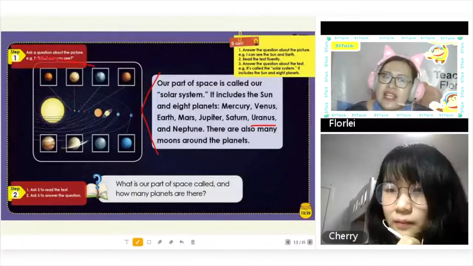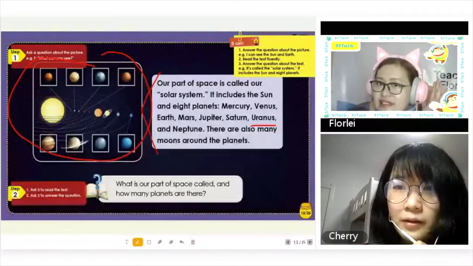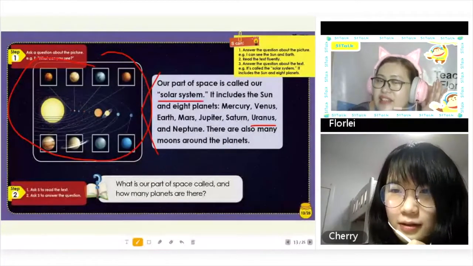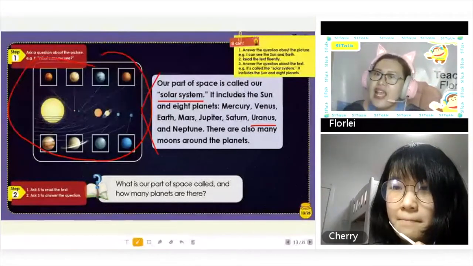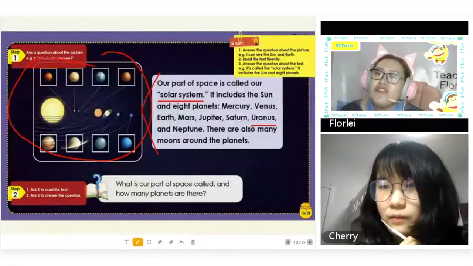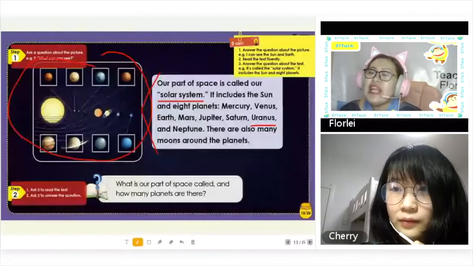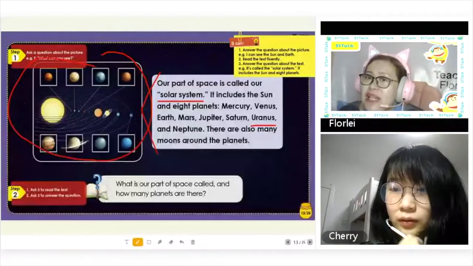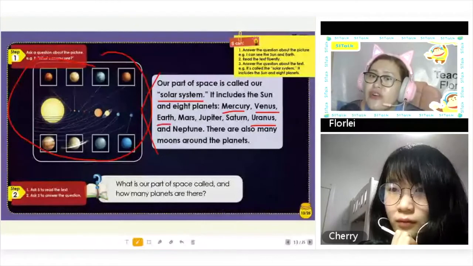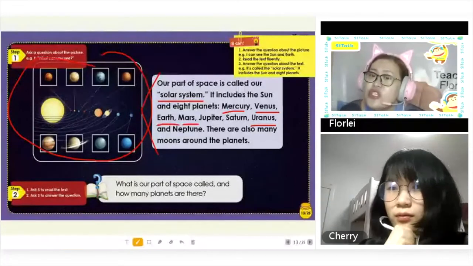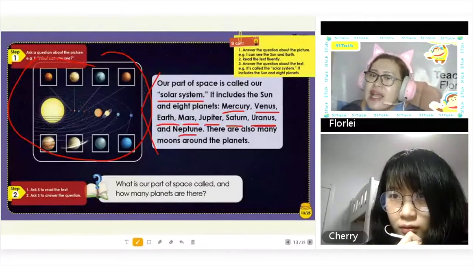What is this again, Cherry? This is the solar system. Very good. Our part of space is called our solar system. Now, again, let's try to read the eight planets: Mercury, Venus, Earth, Mars, Jupiter, Saturn, Uranus, and Neptune.